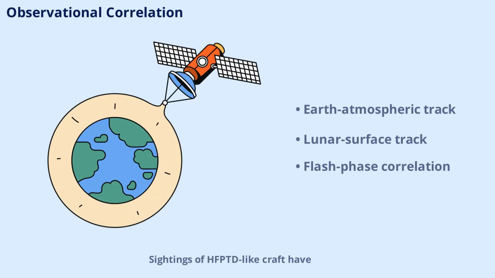Sightings of HFPTD-like craft have been correlated with specific observational signatures such as synchronous brightness, modulation, and extreme velocities. By overlaying flash phase timing data on maps of Earth and the Moon, analysts can track trajectories and validate the presence of HFPTD-equipped vehicles. This correlation supports the authenticity and operational capabilities of the system.